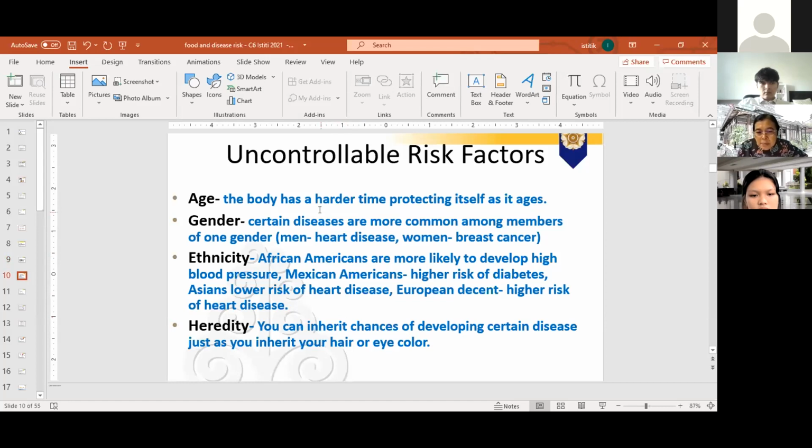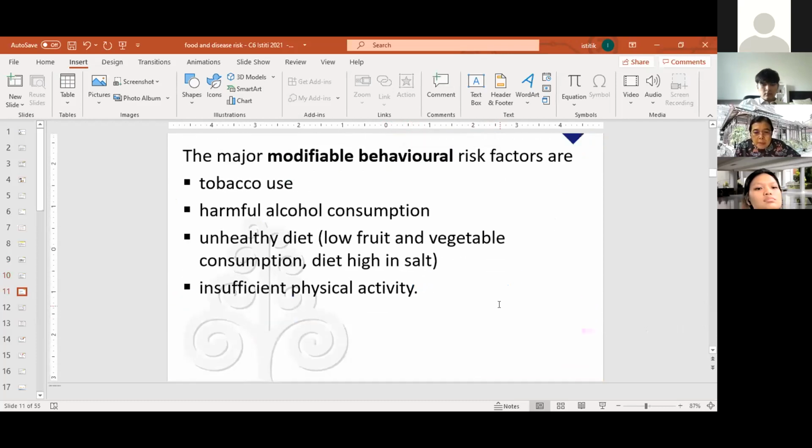With age, the body has a harder time protecting itself. Gender: some diseases are more common among members of certain genders. Men have heart disease and women breast cancer. Ethnicity: we say in the literature, African Americans are more likely to develop high blood pressure, and some groups have a higher risk of diabetes.